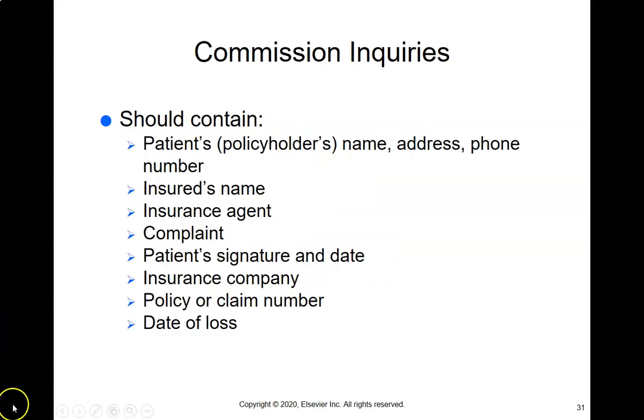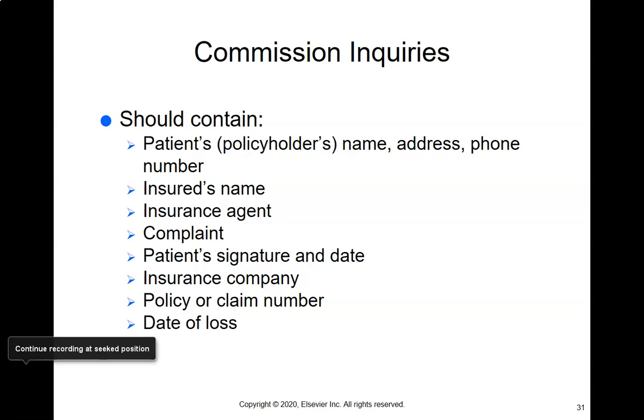Commission inquiries. Everything related to insurance claims and filings has to be done according to the procedures. If you submit a request to the insurance commissioner, it should include all of the following information: the patient's and policyholder's name, address, and phone number, the insured's name, the insurance agent, the complaint, patient signature and date, the insurance company, policy or claim number, and date of loss.